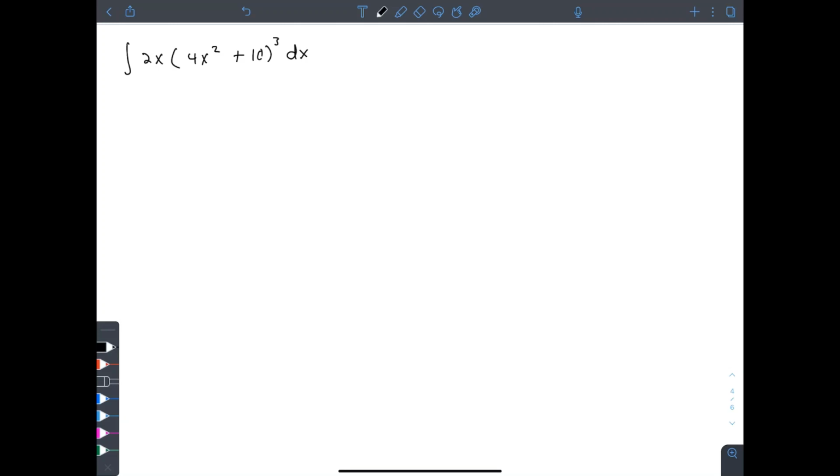So what we can do is we can take one of the terms in our integrand here, either the 2x or the 4x squared plus 10, and I can set it equal to u. So what I'll do is I'll take the 4x squared plus 10 term, and I'll set it equal to u. And I chose this term because by taking the derivative of it, which is 8x dx, I can rearrange this equation to solve for dx, which gives me 1/8x du, and I can plug this back into our integral.